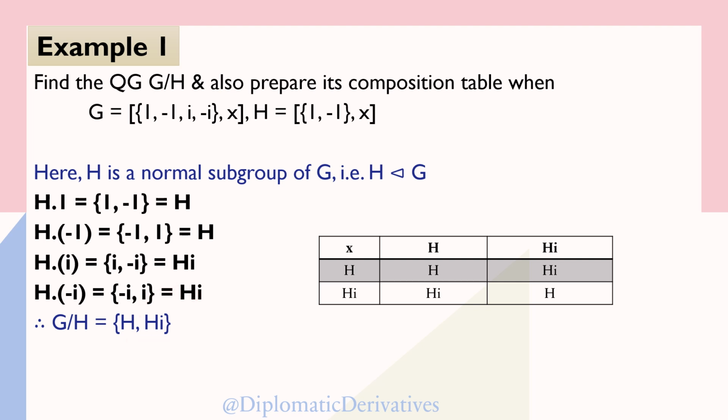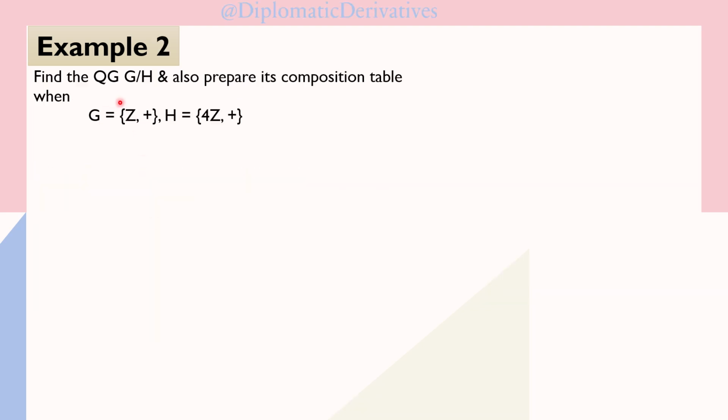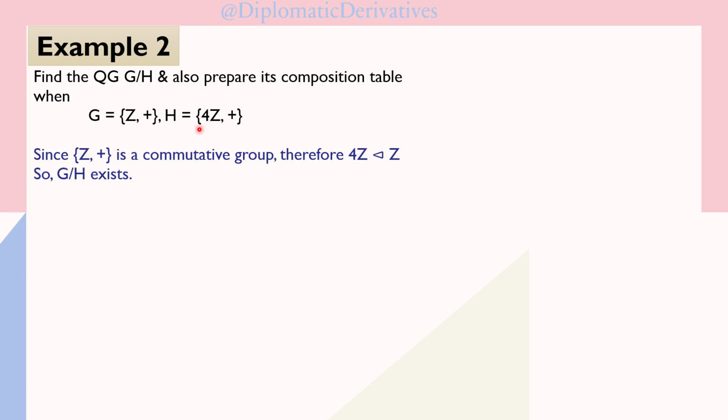Okay, we'll take another example. Find the quotient group G by H and also prepare the composition table when G is equal to the integers with addition and H is equal to 4 into Z with addition. So 4 into Z means only those integers that are multiples of 4. Okay, that's the subgroup. Since this is a commutative group, therefore 4Z is a normal subgroup of Z.